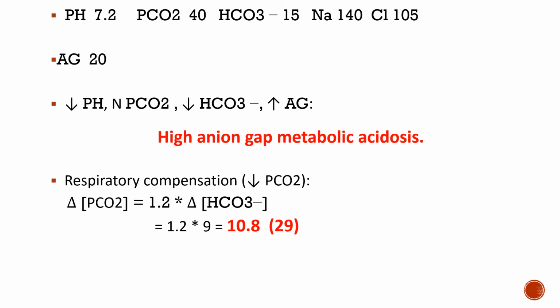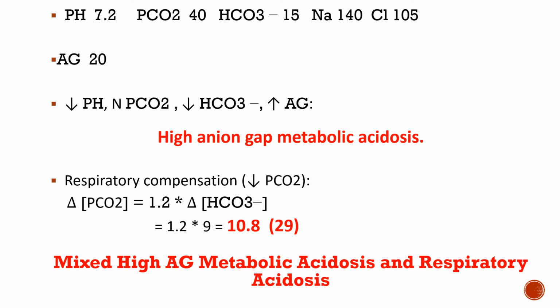Okay. Let's go to the next step, which is calculation of the respiratory compensation. Again, delta CO2 equals 1.2 by delta bicarbonate. This is like the previous example. So the expected CO2 is 29. But here it is 40. So there is retention of CO2. So this is a mixed disorder. It is a mixed high anion gap metabolic acidosis and respiratory acidosis.